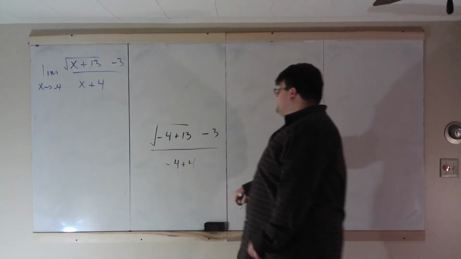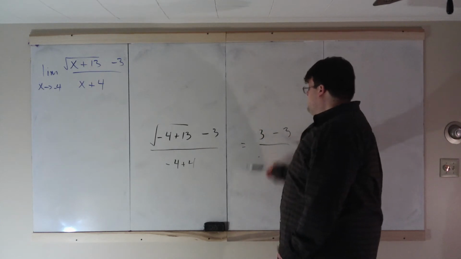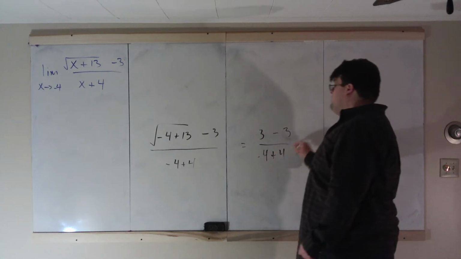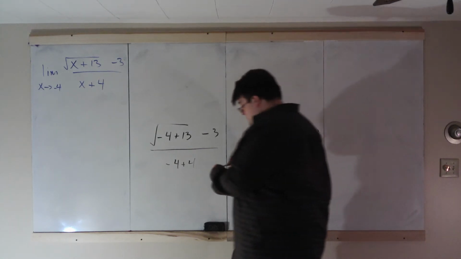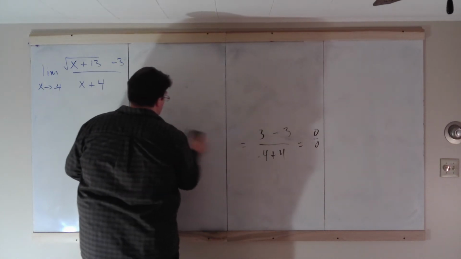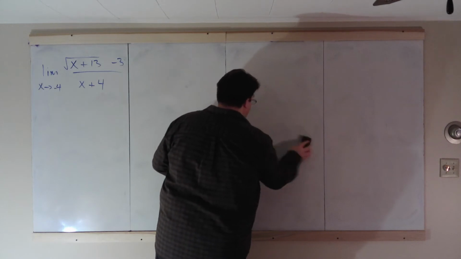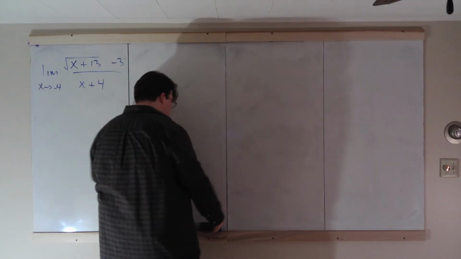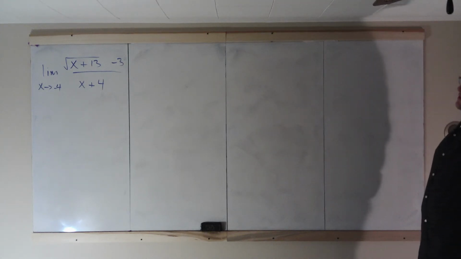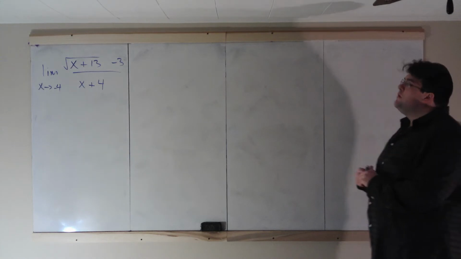Direct substitution gives you root 9 is 3, minus 3 over negative 4 plus 4, equals 0 over 0. Well, we got 0 over 0. So that did not give us a number. But it did tell us that we can do some algebra. Well, it suggests that we can do some algebra. And in this case, there is some algebra we can do.